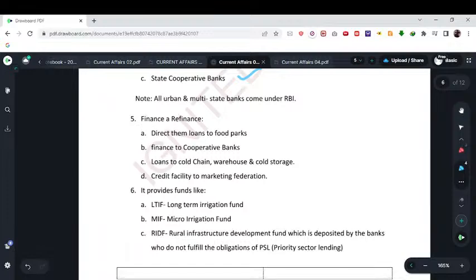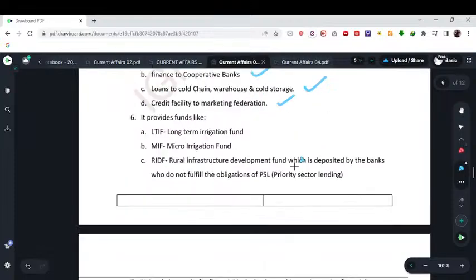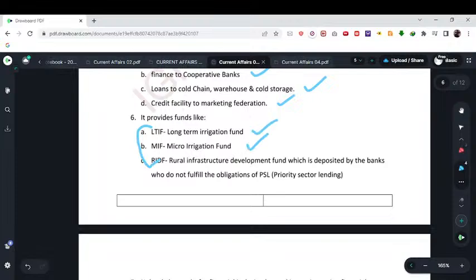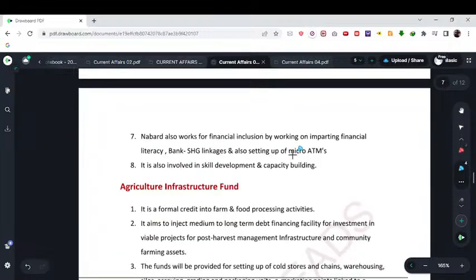Now how NABARD works is it gives direct loans to food parks, finance cooperative banks, loan to cold chain warehouse and cold storage, and credit facility to marketing federation. And what are the various funds under it? We studied about LTIF, long term irrigation fund, then there is micro irrigation fund, and then there is rural infrastructure development fund. These funds are those which are deposited by banks under PSL.